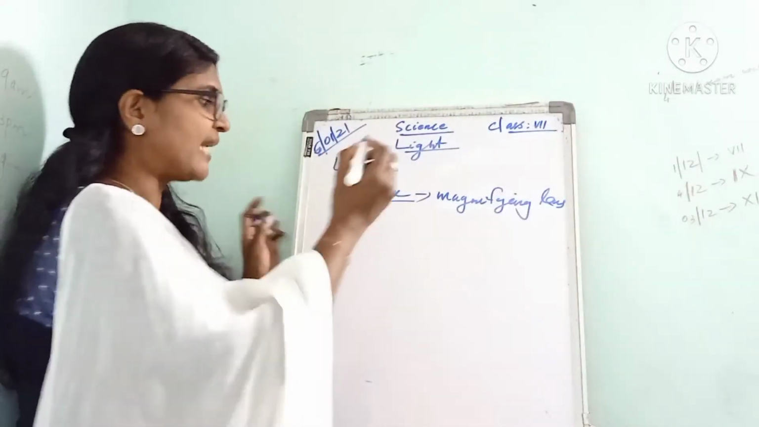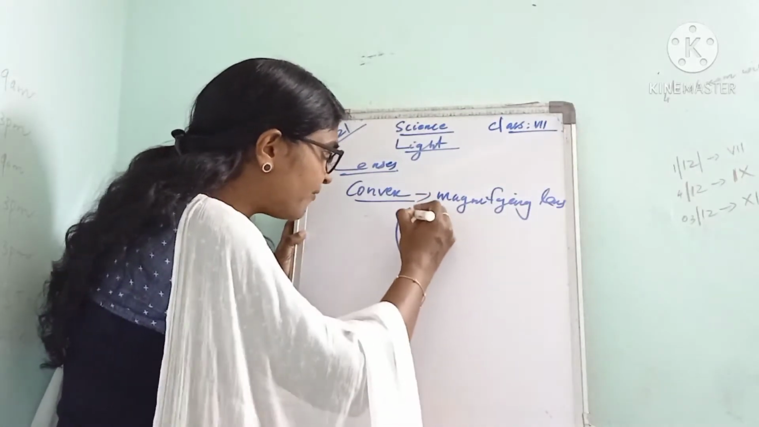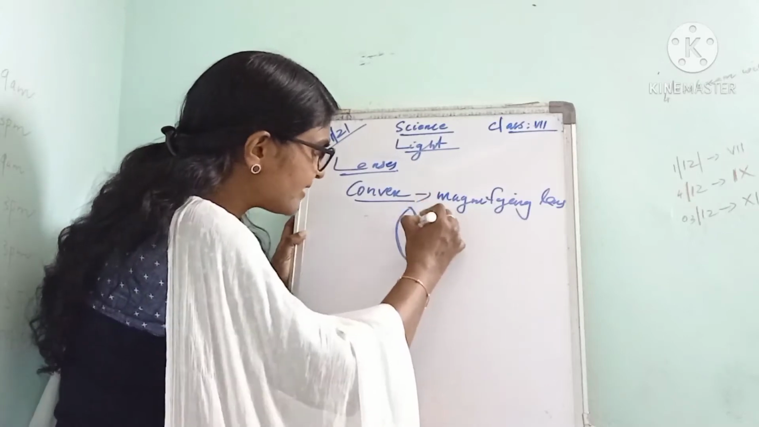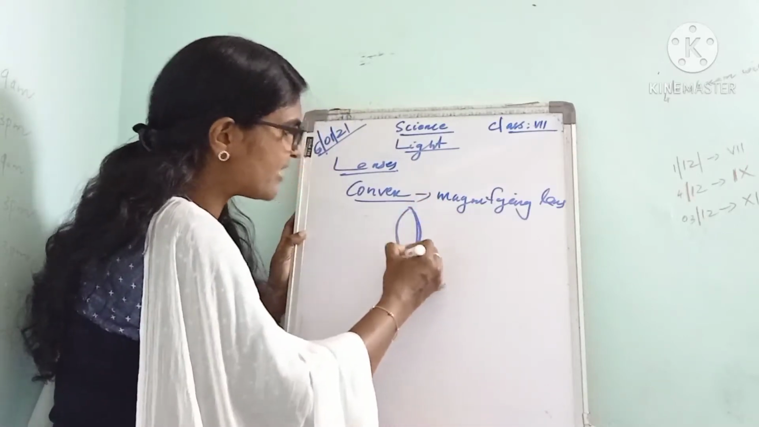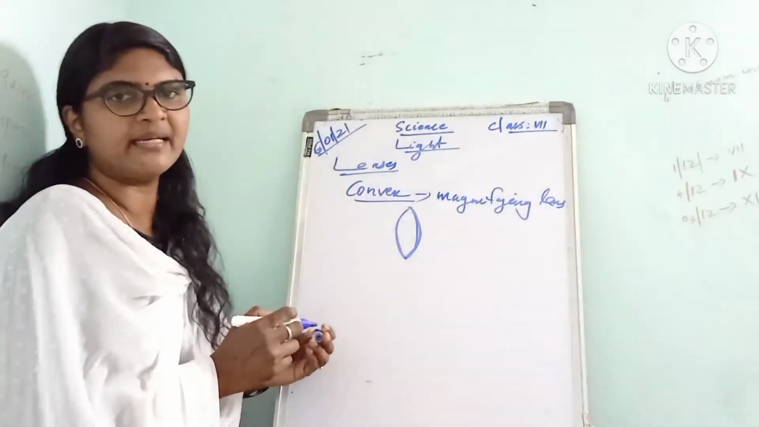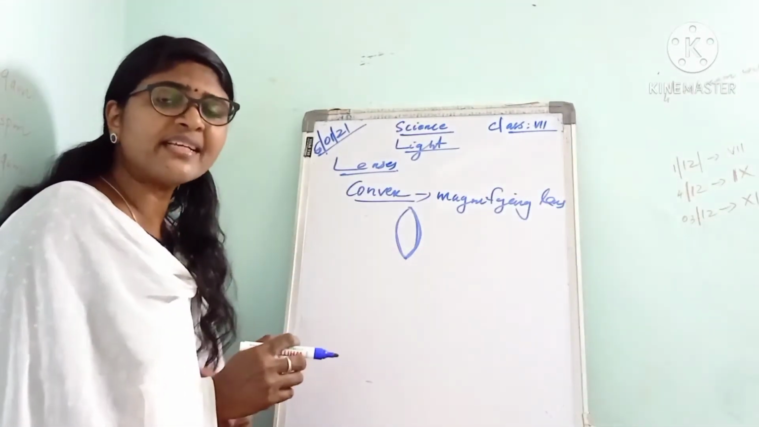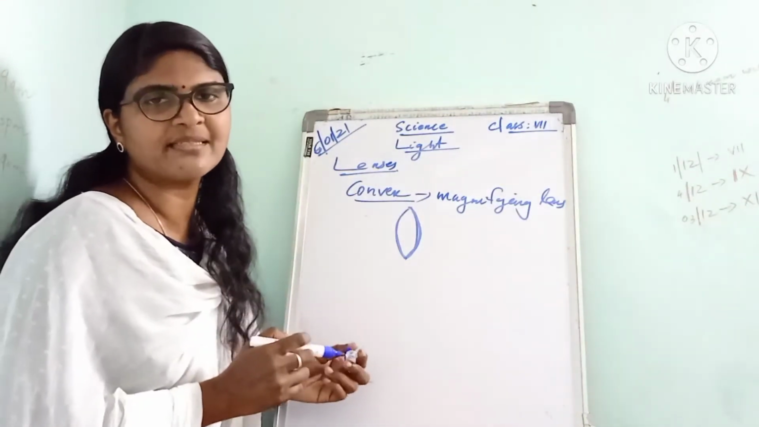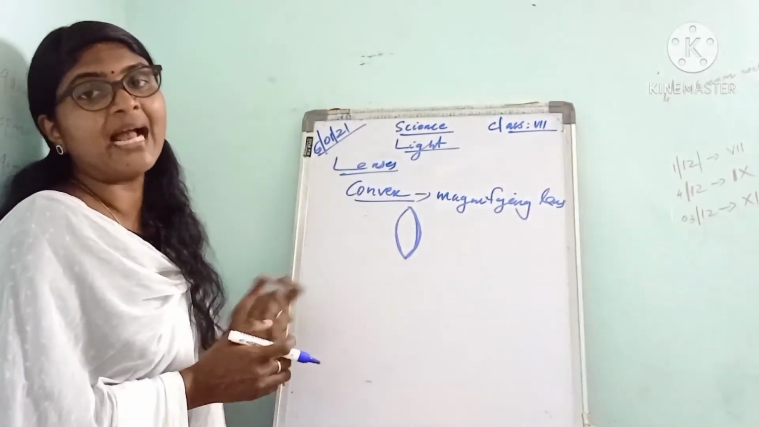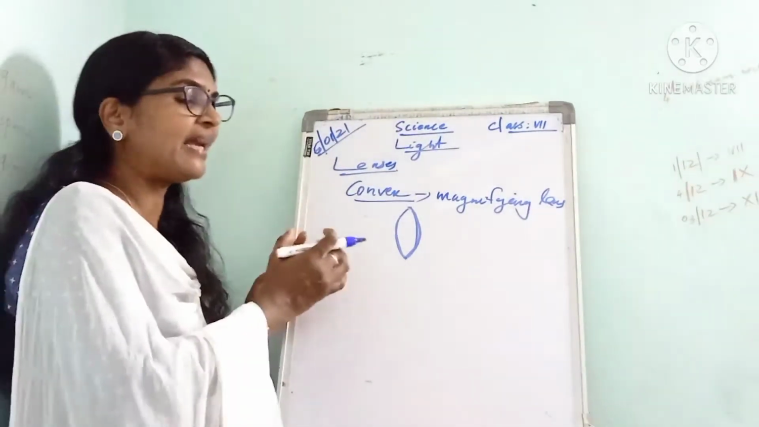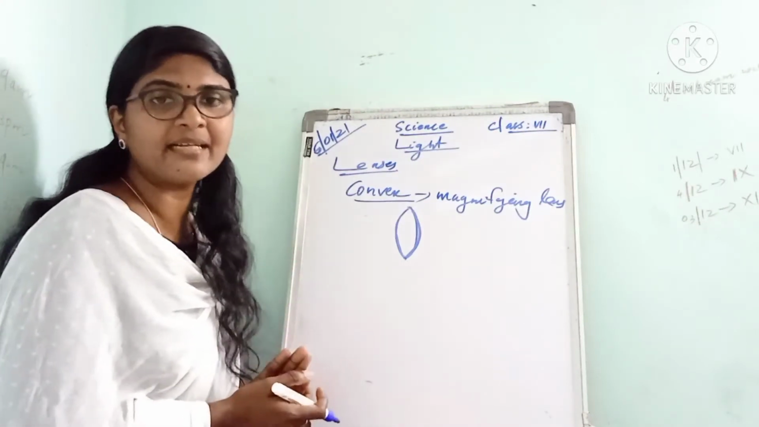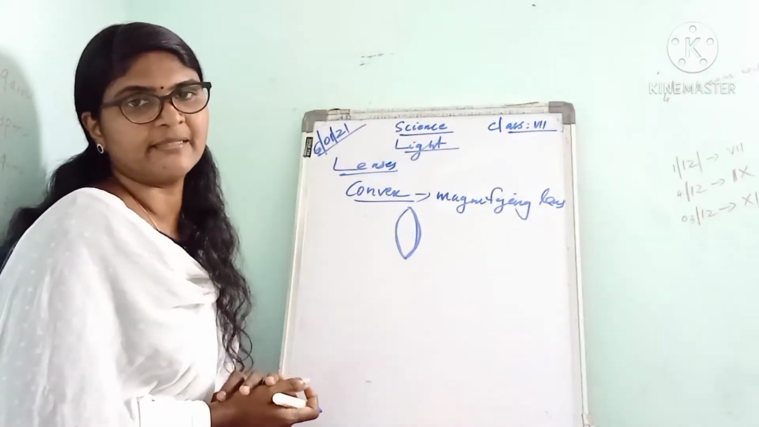In a convex lens, both the surfaces are convex in shape. This is a convex lens. The magnifying lens is a convex lens, and both its surfaces are convex. It is thicker at the middle than at the edges.